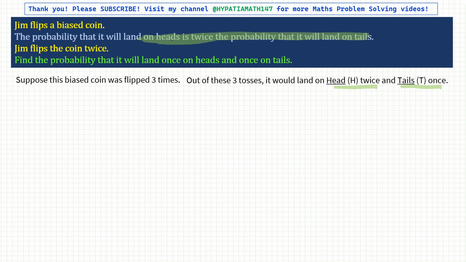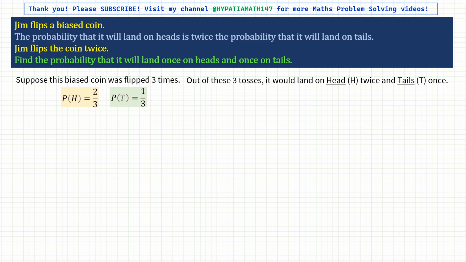So to keep this fact in mind, we say that out of the 3 tosses it would land on head twice and tails once. Okay, so then that means the probability of head, or PH, is 2 out of 3, and PT, probability of tail, is 1 out of 3.